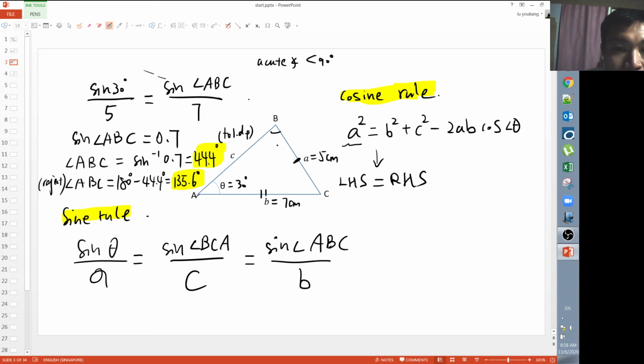So I have demonstrated to you how you can make use of the sine rule, and now let me go ahead and demonstrate to you how you can make use of your cosine rule.